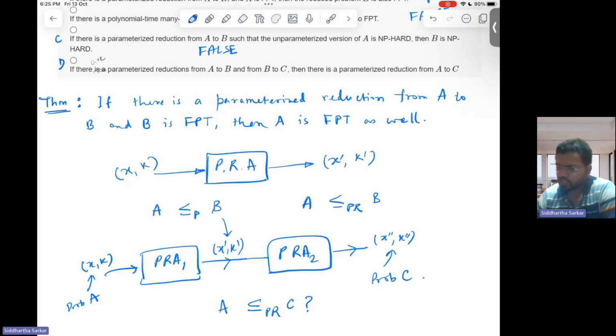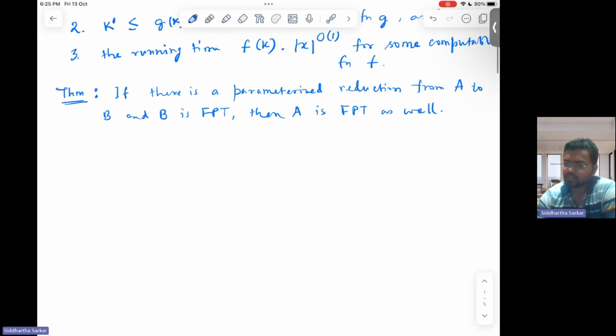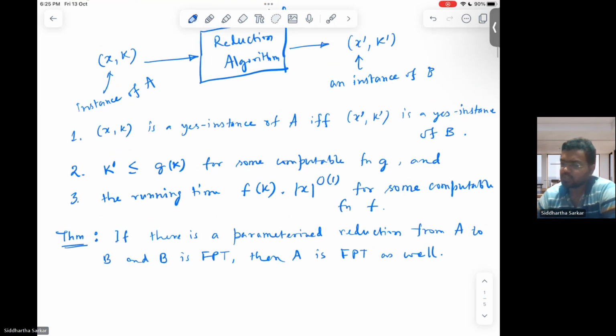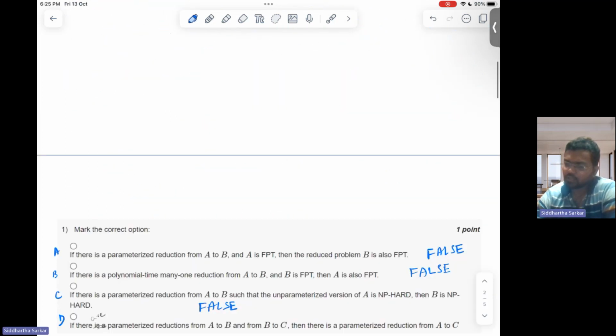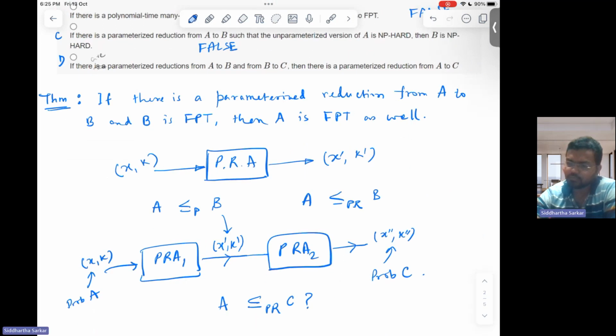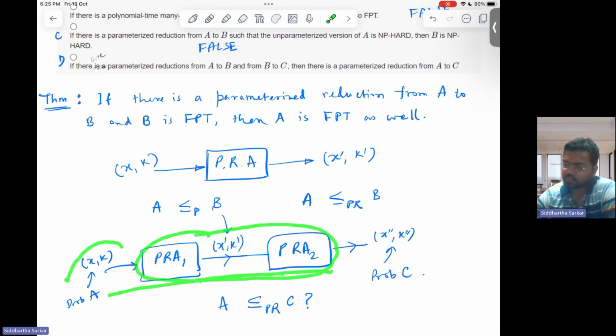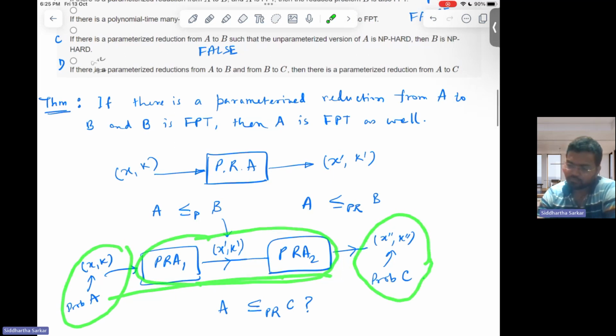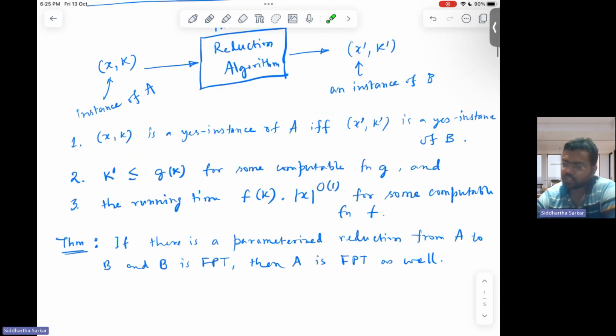So to decide whether there is a parameterized reduction from A to C, we have to show a reduction algorithm that respects these three conditions. Suppose we can combine these two algorithms and consider this as one algorithm. Then there is an algorithm that takes an instance of problem A and produces an instance of problem C. But additionally, does this algorithm also satisfy these two constraints?